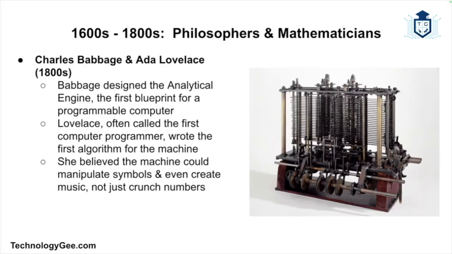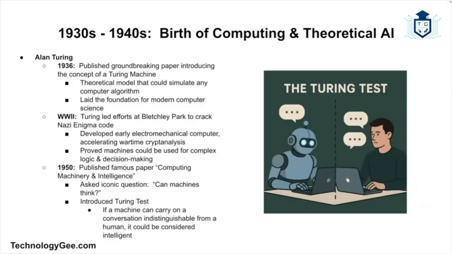She theorized that Babbage's machine could do more than math, that it could even compose music if programmed correctly. Now, obviously, back in the 1800s, they didn't have the hardware to make all of this happen, but they did have the vision. All right, so let's jump to the 1930s and 1940s, and this is considered the birth of computing and theoretical AI.